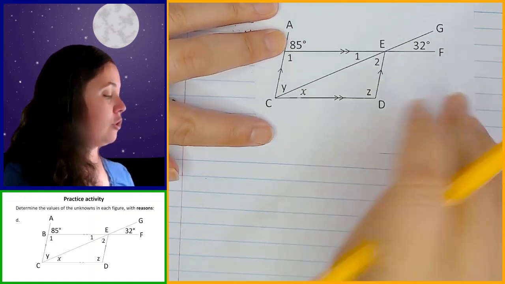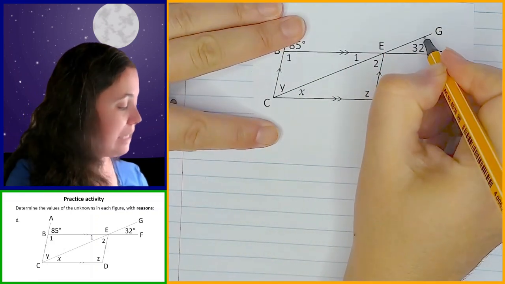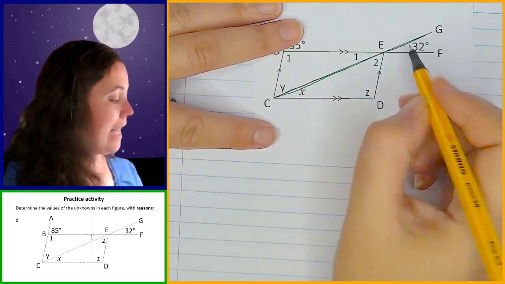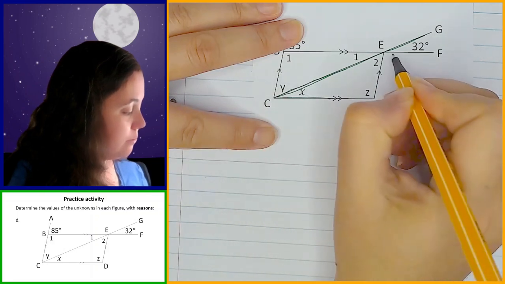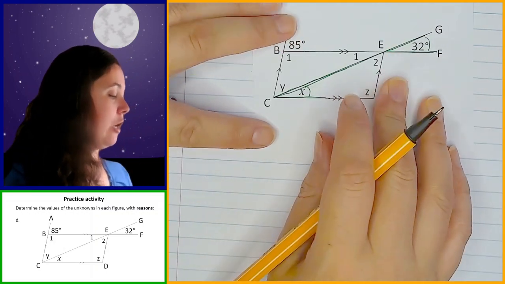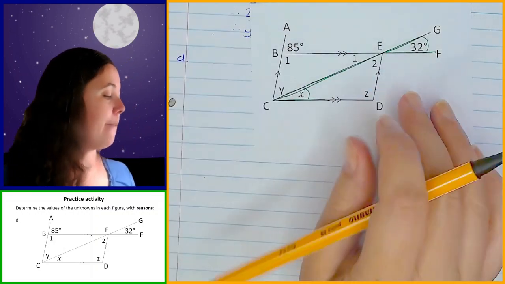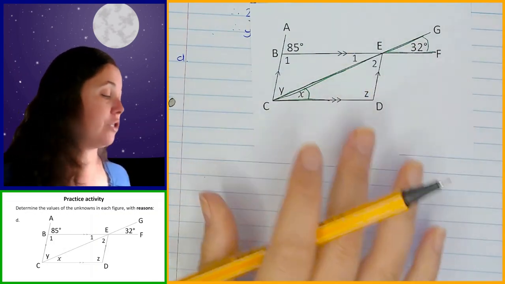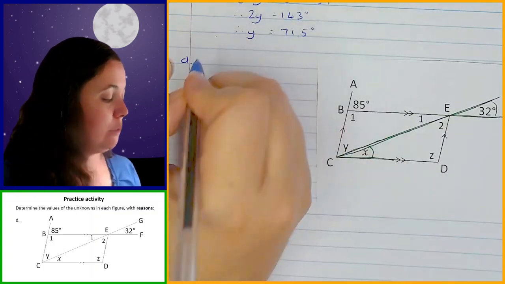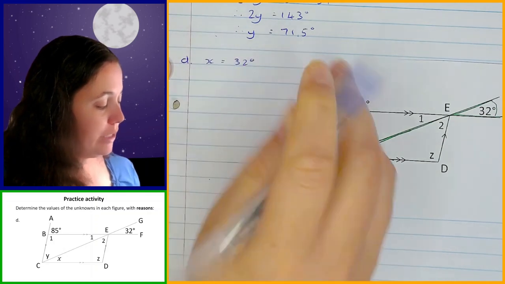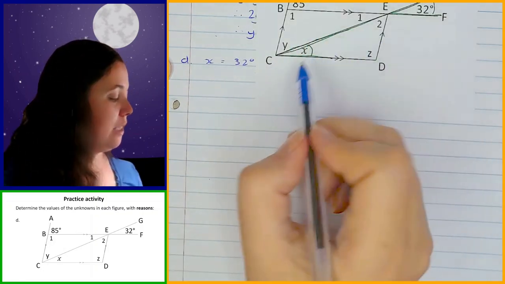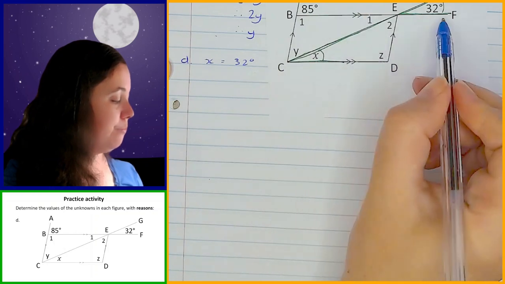Okay, so now let's have a look and see what shape they make. They're both on the same side of that transversal, and they are both in matching positions. They both are above the parallel lines. So this is making our F shape. It's kind of very skew, but it is our F shape. That is our corresponding angles. So over here, x is going to be equal to 32 degrees because corresponding angles are equal to each other. So x equals 32 degrees, and my reason is because of corresponding angles with CD parallel to BF.